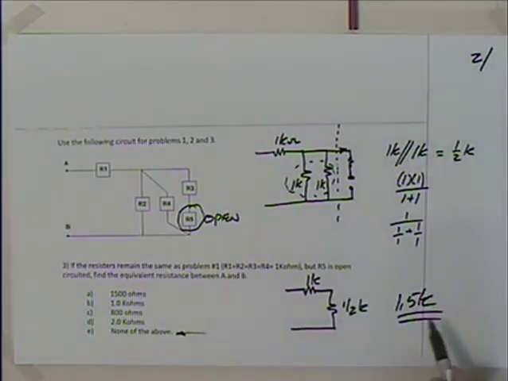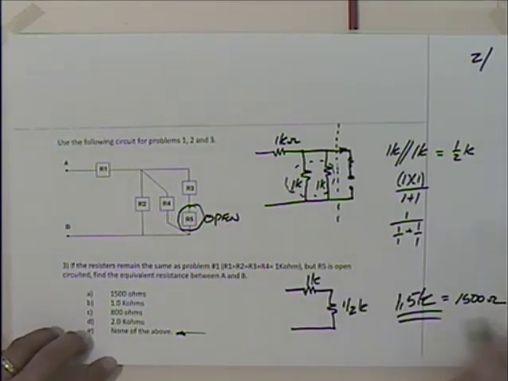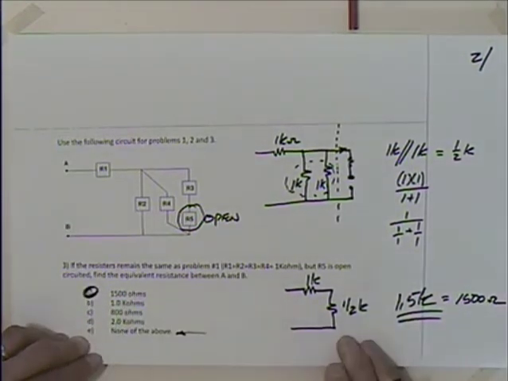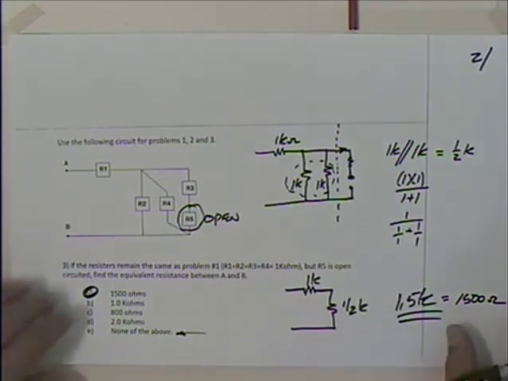Now, I don't think I have to guess. 1.5k would be the same as what? 1500 ohms? There we have 1500 ohms. So looks like that's the correct answer there. Well, let's move on then.